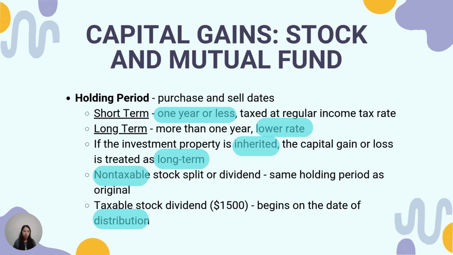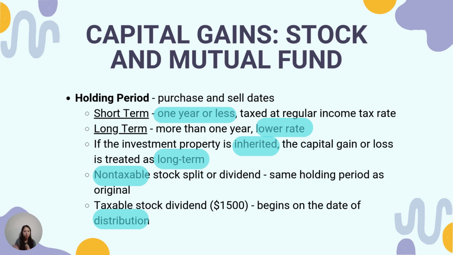If the investment property is inherited, meaning you inherited mutual funds or stocks, then the capital gain or loss is treated as long term. So, say you bought that $300 share of Apple January 1st, and you sold it January 2nd of the next year. So you've had that stock for more than 1 year, therefore it's taxed at a long-term rate when you finally sell it, and the capital gains will be taxed at a long-term rate.